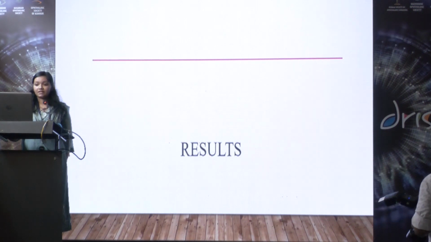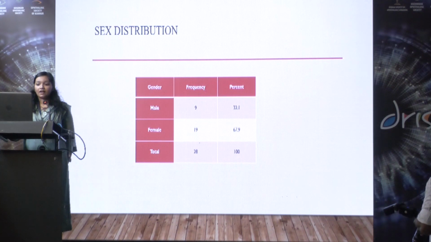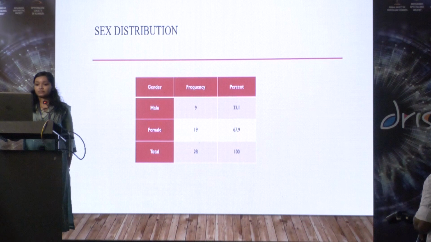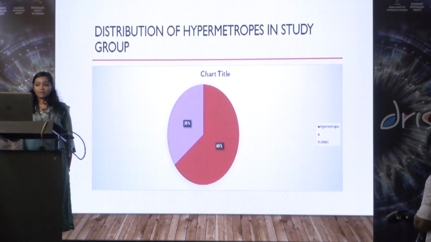Coming to the result. This table shows the sex distribution in our sample. Among 28 patients, 9 were male, which makes a percentage of 32.1%, and 19 were female, which makes a percentage of 67.9%. This pie chart shows the distribution of hypermetropes in our study group. In our study group, 65% were hypermetrope and the other 35% comprised emmetropes, myopes and astigmatic patients.